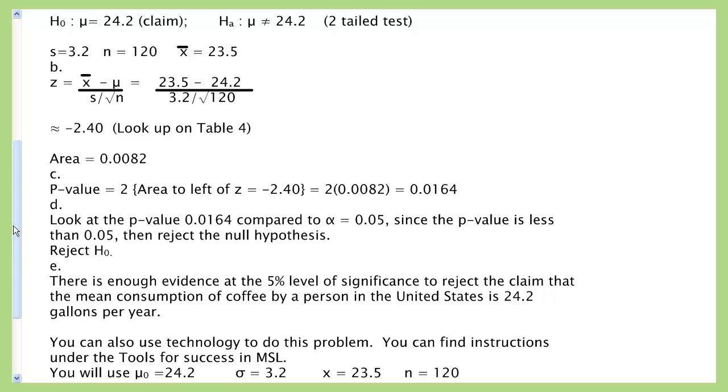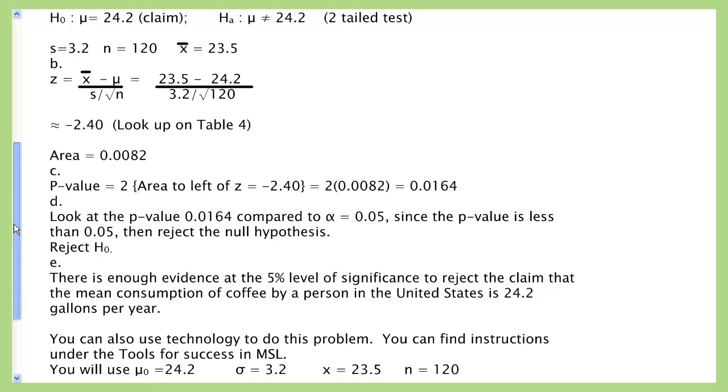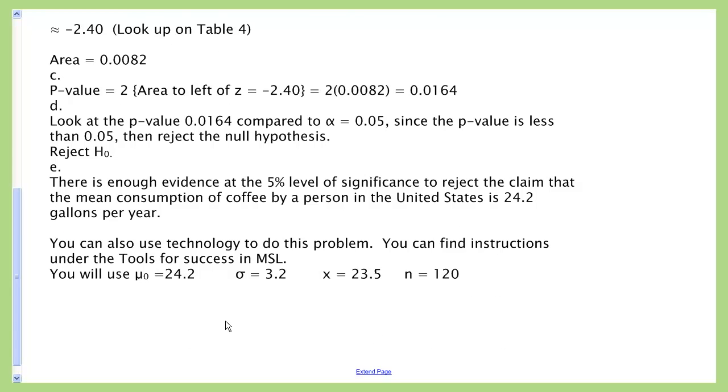Now, I would suggest that if you have a graphing calculator, go into MyStatLab and look under Tools for Success. And it will tell you how to go into the Stat menu and into Test, and you're going to do the Z-test. And you'll use, for mu, the null mu, it'll be 24.2, and then your standard deviation was 3.2. Your x-bar will be 23.5, and n will be 120.